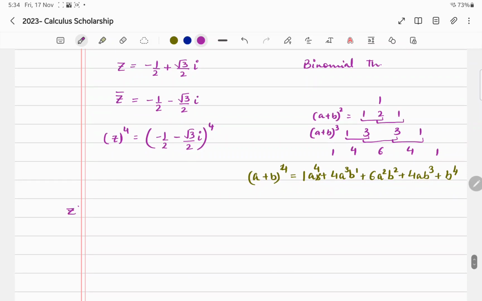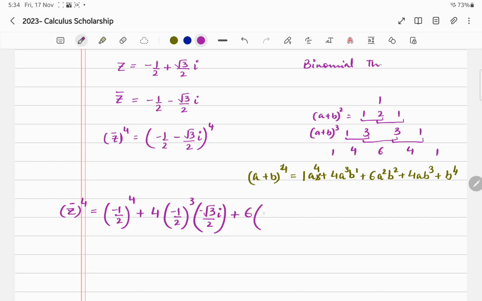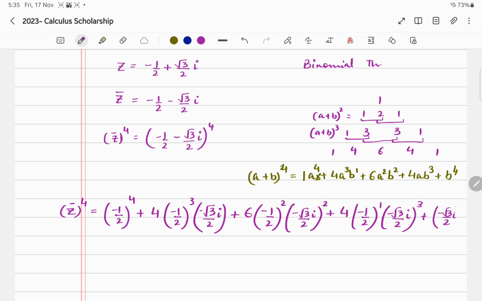Now I just need to substitute. So z bar to the power of 4 is equal to the first term to the power of 4: minus 1 over 2 to the power of 4, plus 4 times minus 1 over 2 to the power of 3 and root 3 over 2 i, which is negative as well, to the power of 1, plus 6 times minus 1 over 2 to the power of 2 times minus root 3 over 2 i to the power of 2, plus 4 times minus 1 over 2 to the power of 1, because this is decreasing, times minus root 3 over 2 i to the power of 3, and the last one is plus minus root 3 over 2 i to the power of 4. Once you have written this, we just need to simplify it.